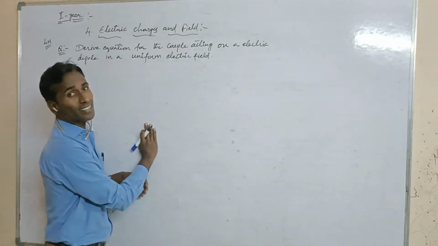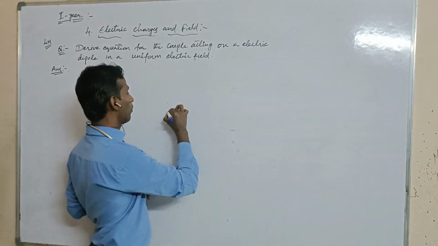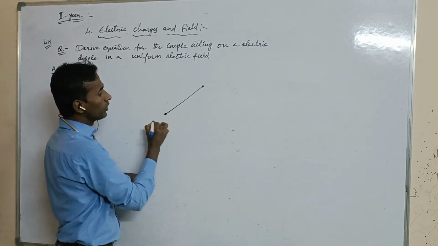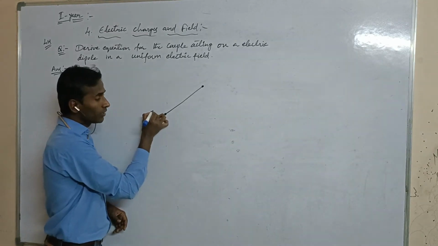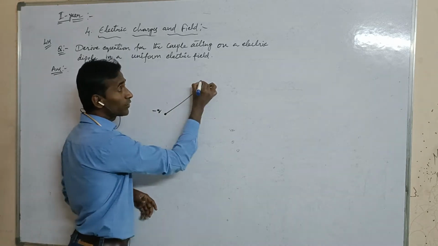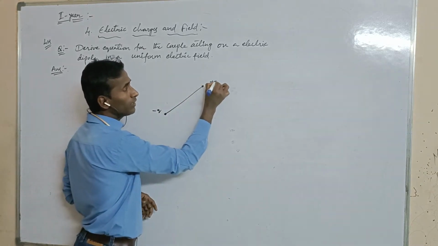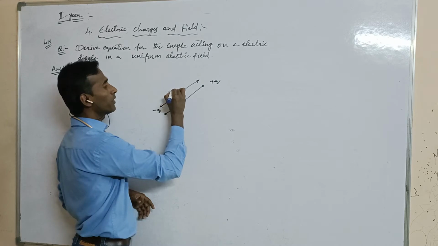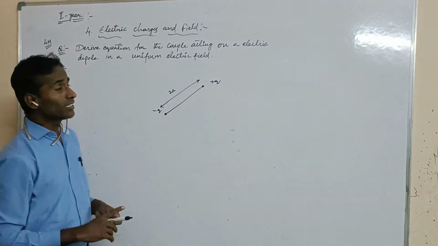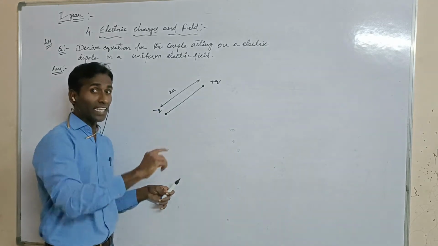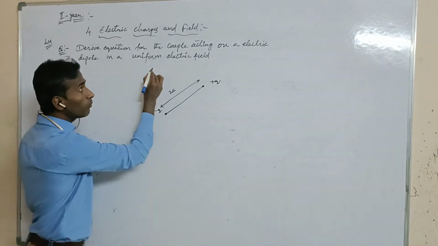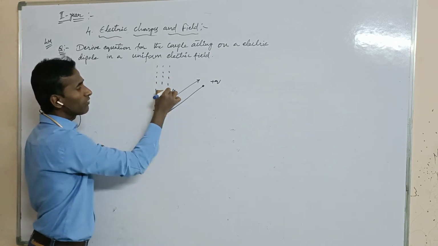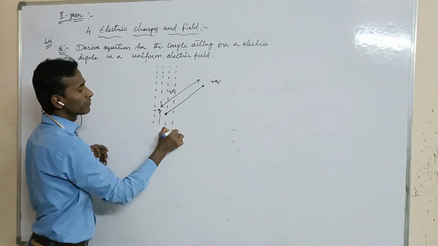Now see here, let us consider one electric dipole. This dipole consists of two types of charges, minus q and plus q, which are separated by a distance 2a. Next, this dipole is placed in a uniform electric field. That uniform electric field is directed in the upward direction.